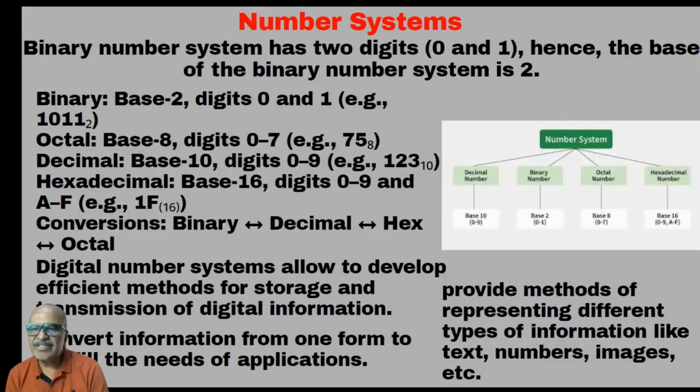Now you can see on the right hand side we have given you the number system chart. The same thing I have explained is written there. One more point is left over: it provides a method of representing different types of information like text, numbers, images, etc. That is the main reason why we use the number system. Let's go to the next topic, please.